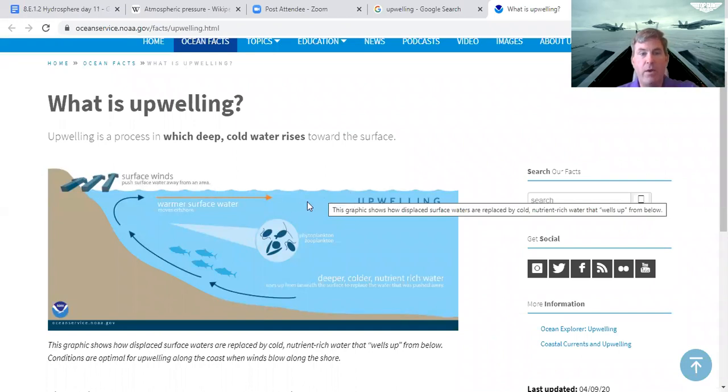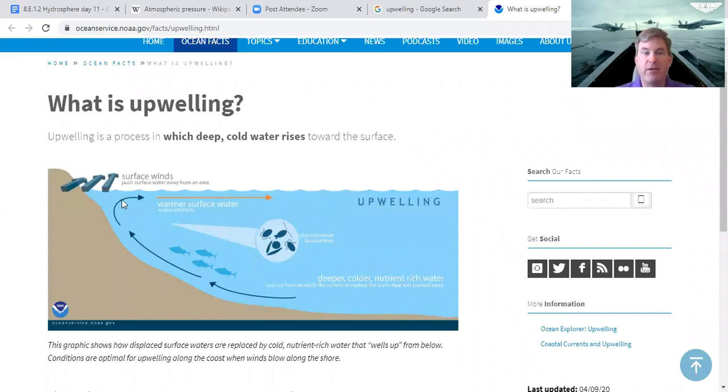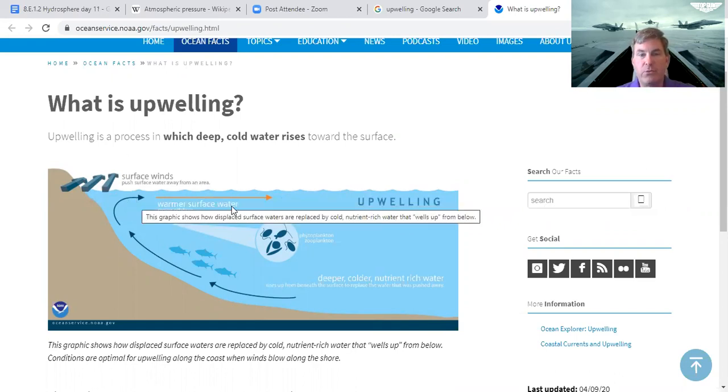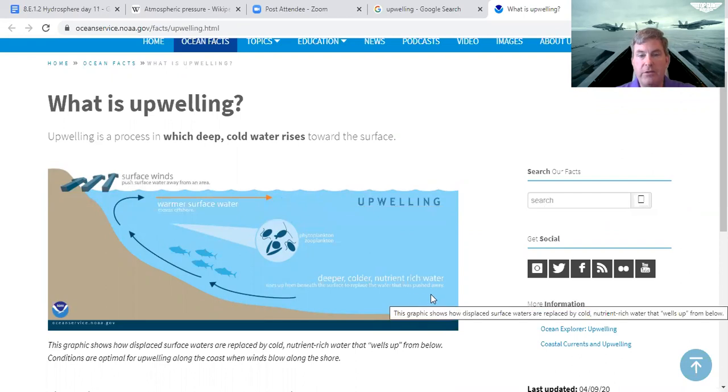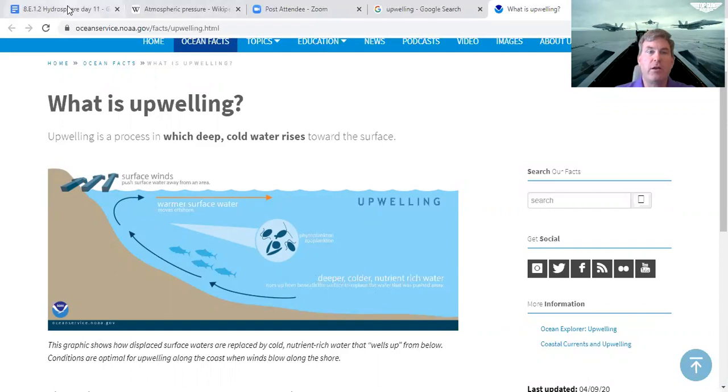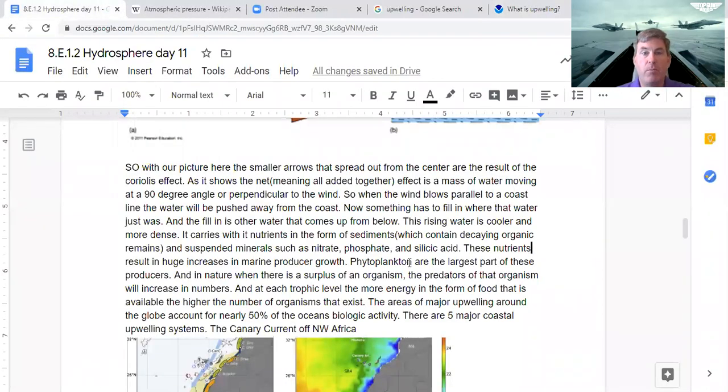You do have to memorize the fact that as the surface water moves away, going away from the screen, from over here, the wind is blowing parallel to the shoreline, the surface water gets pushed away, and this colder, deeper water from deep down with all these nutrients in it is drawn up, bringing those nutrients with it, causing more biologic activity. The phytoplankton grow, the things that eat the phytoplankton grow, the things that eat the things that eat the phytoplankton, and so on and so forth.